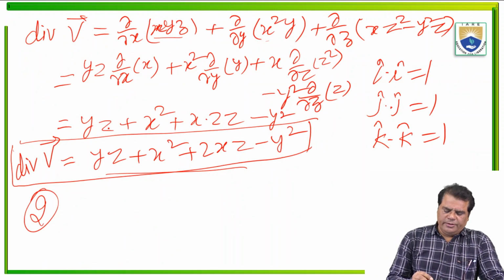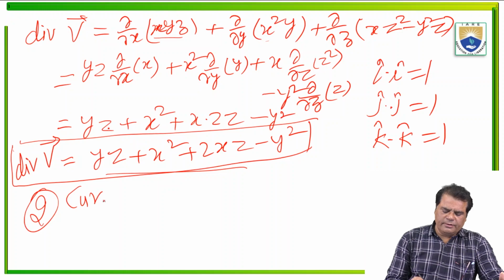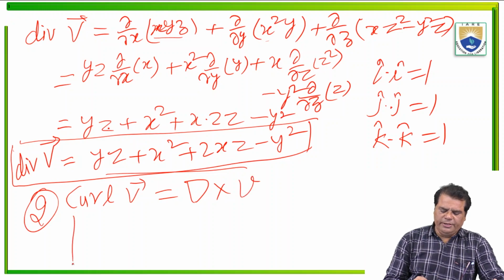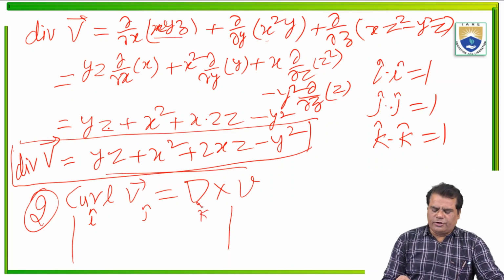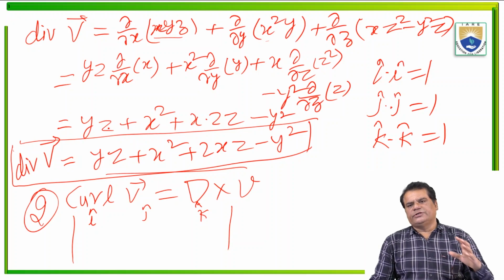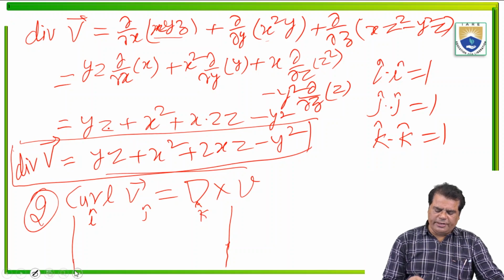Now point 2. We will find the curl of a vector point function v. So here curl v means del cross v. The i vector, j vector and k vector. We find the cross product by determinant. So I am making here a 3 cross 3 determinant.